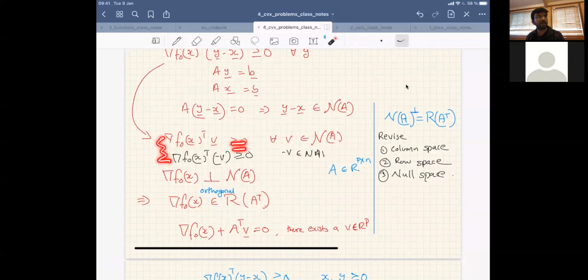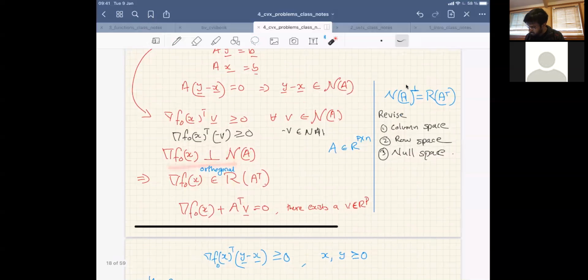So you are multiplying a vector with another vector, which is giving a positive or equal to 0 value. And then you are doing the same multiplication with the negative of the second vector. Again, you are getting a positive or 0 value. This can happen only if that inner product is 0. That means these two vectors are orthogonal.